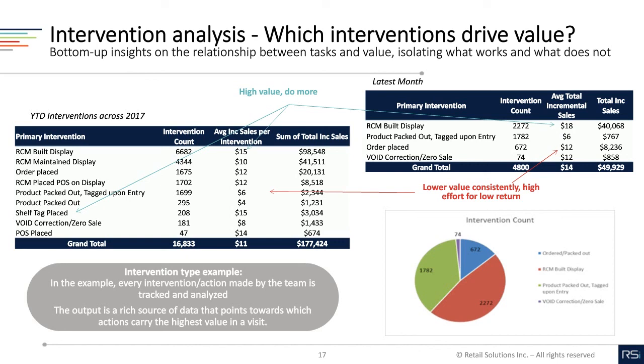The example here shows a group of tasks completed by the field or broker team across a period of time. Each intervention type is recorded at the item level and builds a comprehensive view of the total number of interventions taken, the average monetary value per individual intervention, and the total incremental sales delivered by that intervention. The example also shows the benefits of high-value actions specific to this team. Both the year-to-date and latest month benefit from the build display intervention are clear, as are the consistently low-returning, high-effort interventions like product packed out.